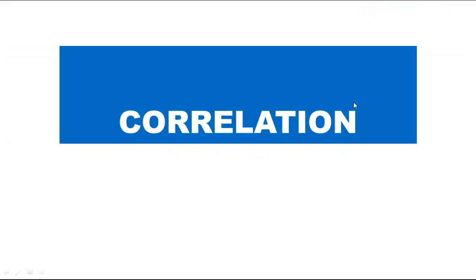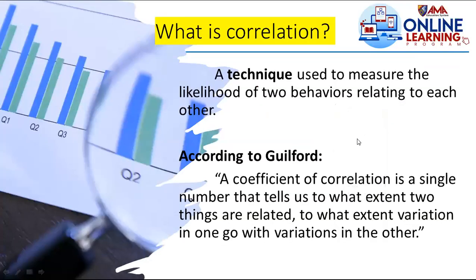So what is correlation? A technique used to measure the likelihood of two behaviors relating to each other. According to Guilford, a coefficient of correlation is a single number that tells us to what extent two things are related, to what extent variation in one goes with variations in another.